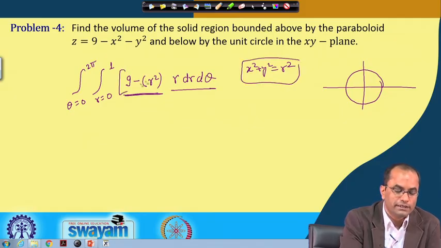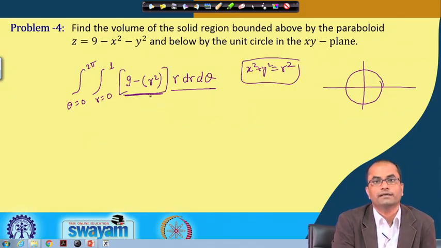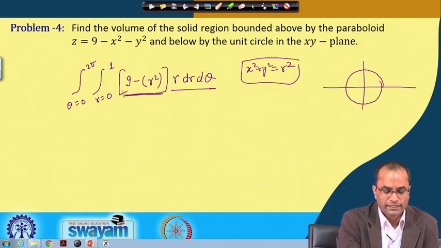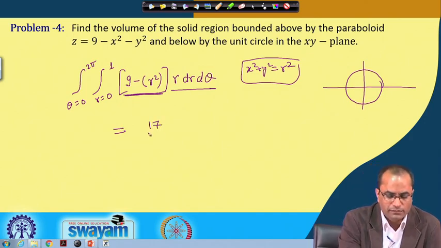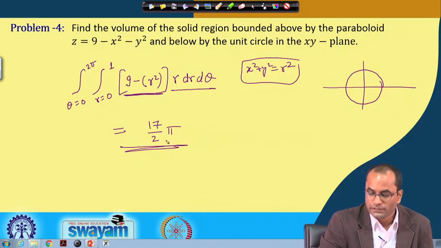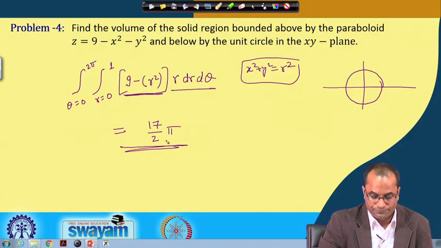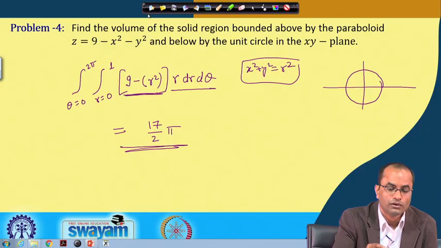So, we got 9 minus r square and r dr d theta, which again is very simple to evaluate, and this will come to 17 by 2 times pi, the evaluation of this integral for these limits. Okay.